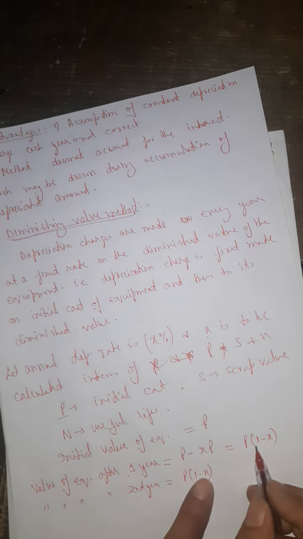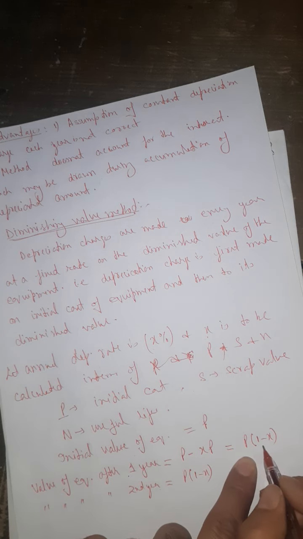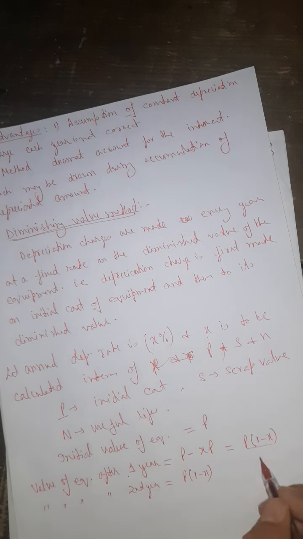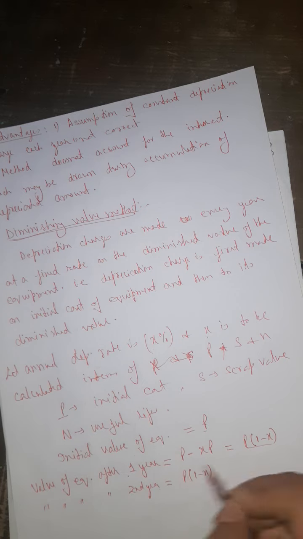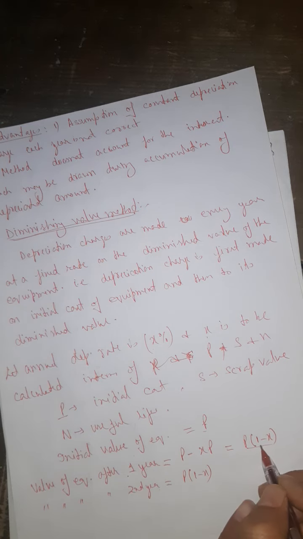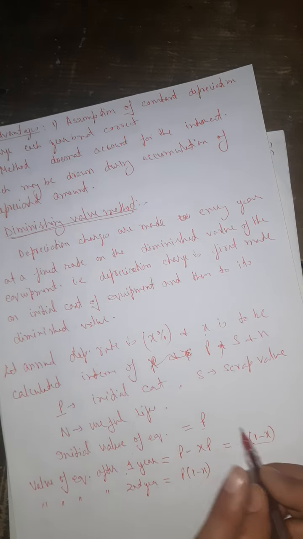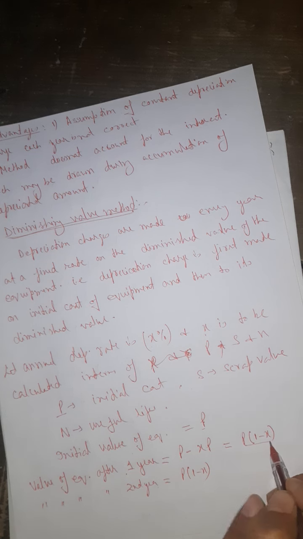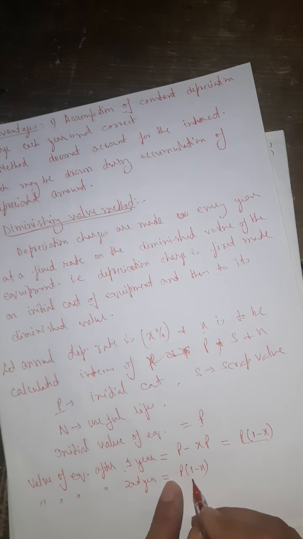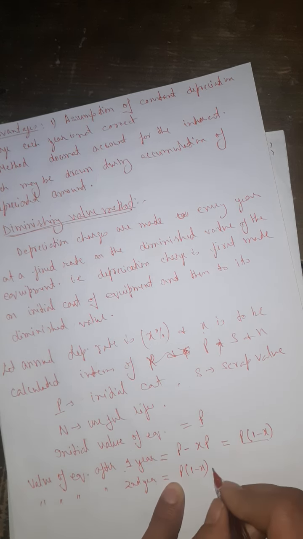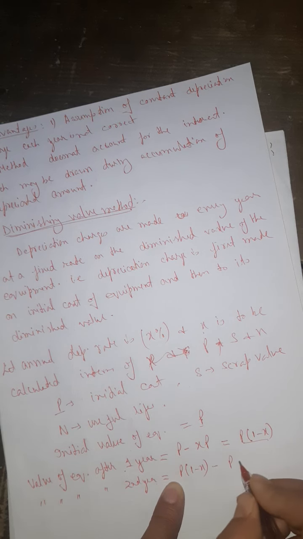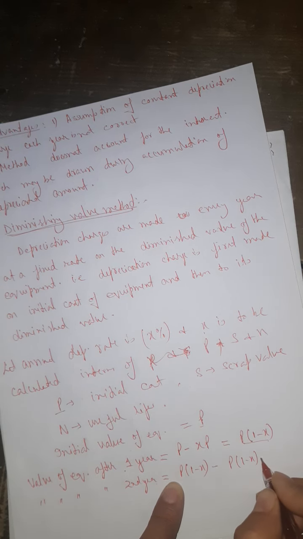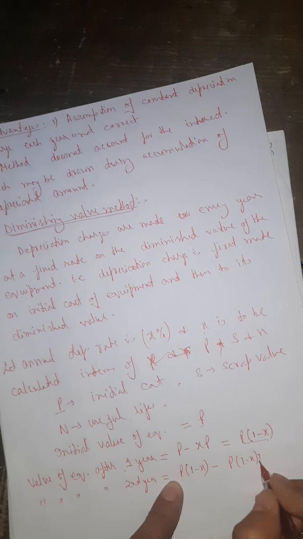So this is a diminished value. We will charge depreciation on this amount, not on the original amount. Though the rate of depreciation will be the same, the depreciation will be charged on the diminished value, not on the actual value, at the end of the second year. So P into 1 minus X, minus P into 1 minus X into X.